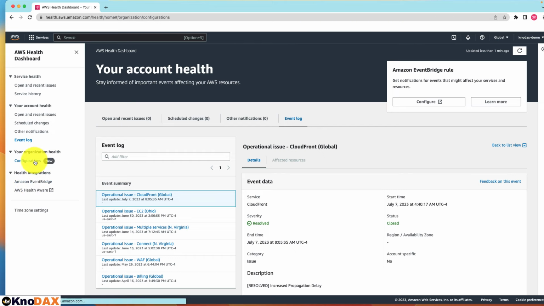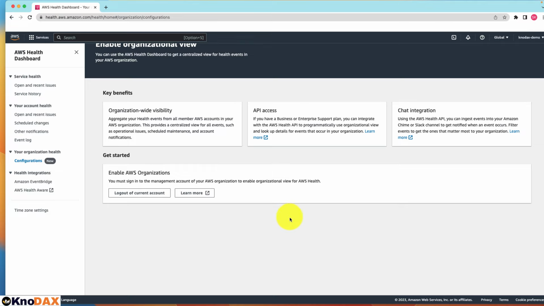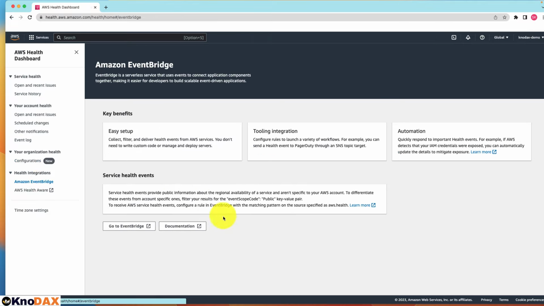You can also get your organization's health by configuring it to get visibility to the health of all your AWS accounts that are part of your organization. If you would like to have automation, you can integrate health with EventBridge.